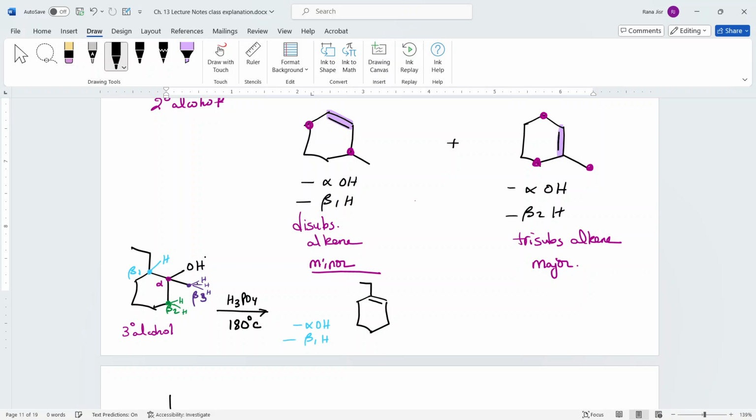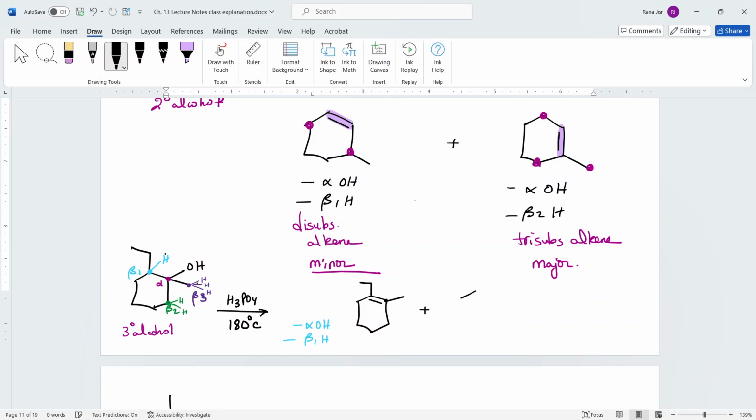I'm going to keep the same substituents, you guys. So I do have a CH3 here. Just keep the same substituents. I have a CH3 on the alpha, keep it. I have an ethyl group on the beta 1, keep it in there. The only thing that you would need to take out is the water, the OH of the alpha and the hydrogen of the beta 1.